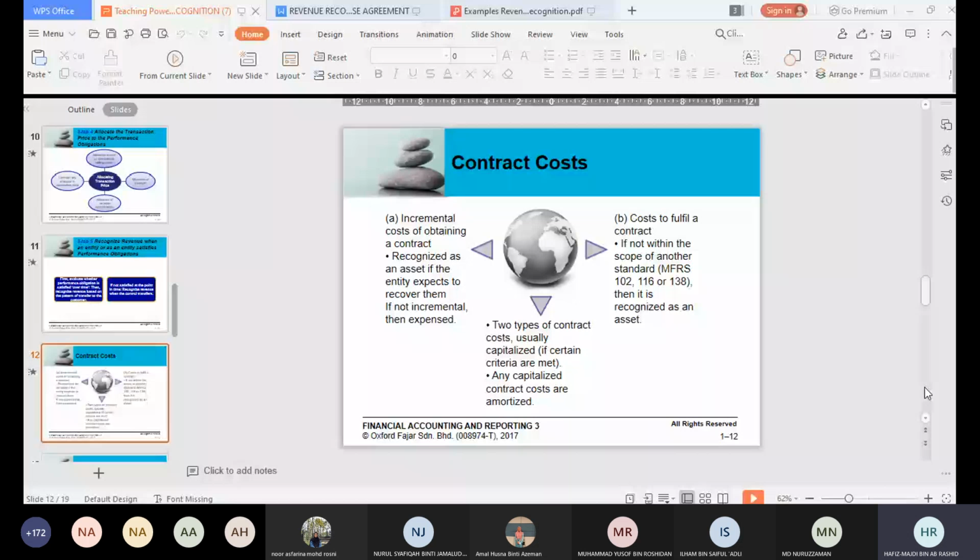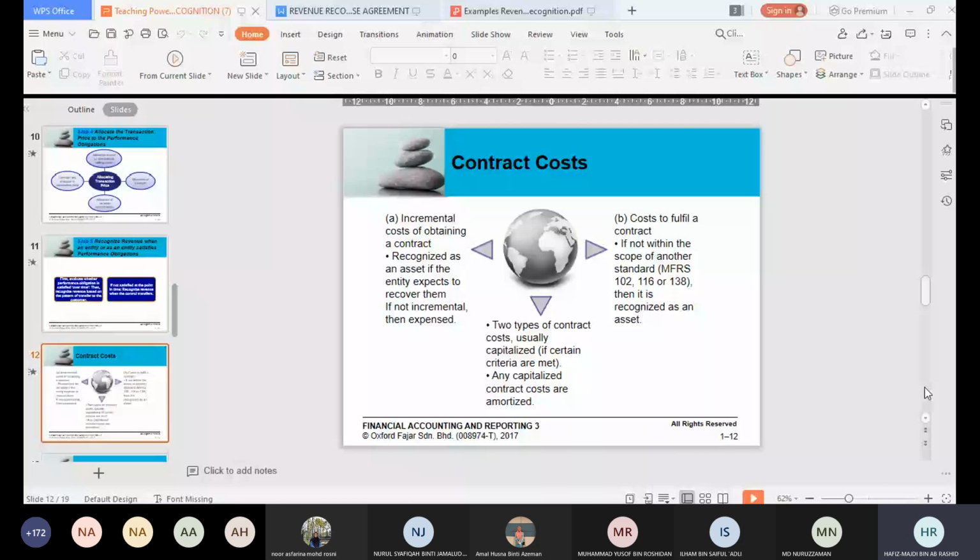That means you don't recognize the whole amount immediately in your P&L as an expense, but you will basically allocate the expenses over the period of the contracts. So that is what we mean by capitalizing here. Usually we understand that you can basically capitalize, but of course, there are certain requirements. First, it must be related to obtaining a contract, securing the contract.